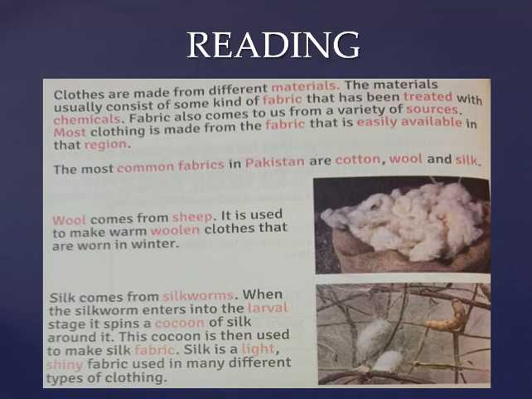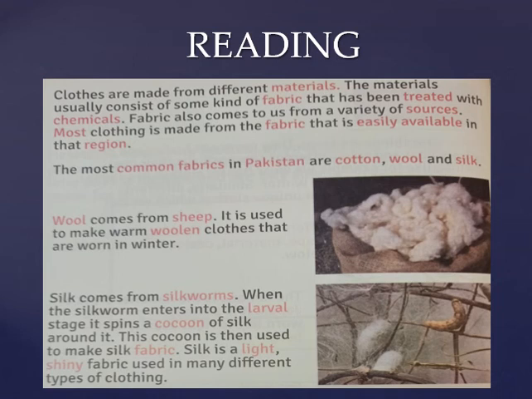Fabric also comes to us from a variety of sources. Most clothing is made from the fabric that is easily available in that region. The most common fabrics in Pakistan are cotton, wool, and silk. Wool comes from sheep. It is used to make warm woolen clothes that are worn in winter.